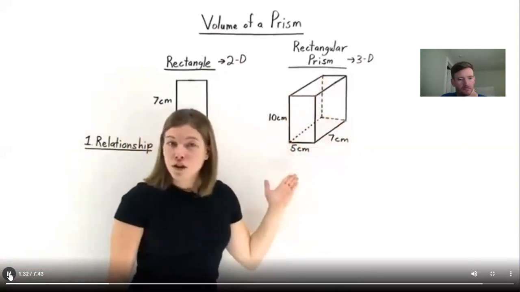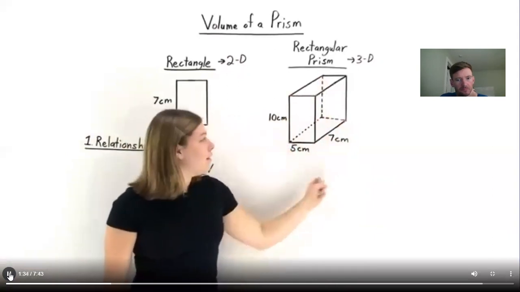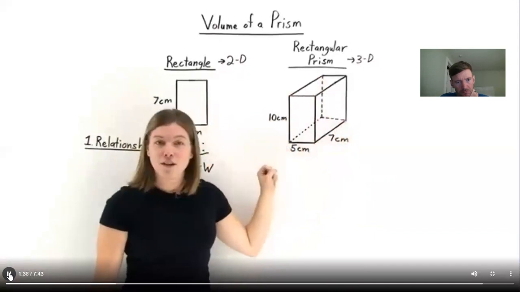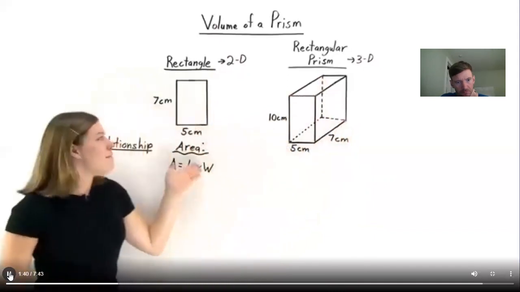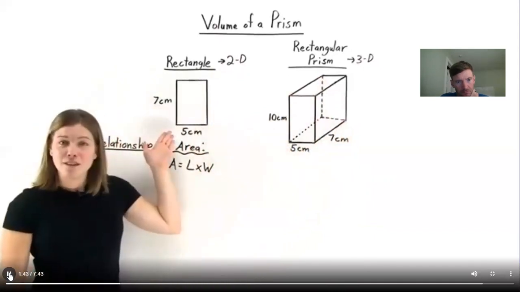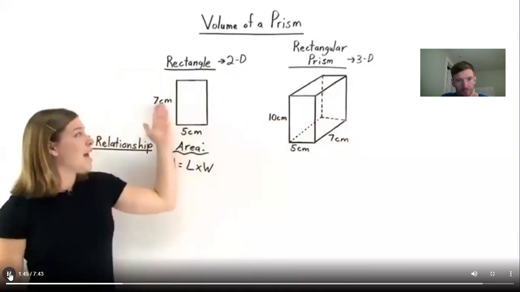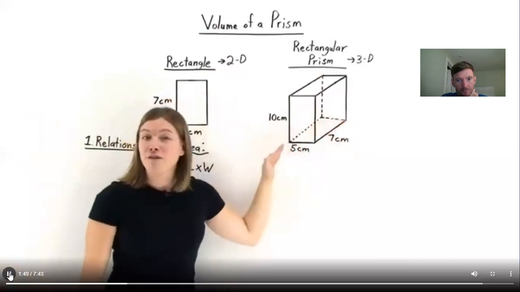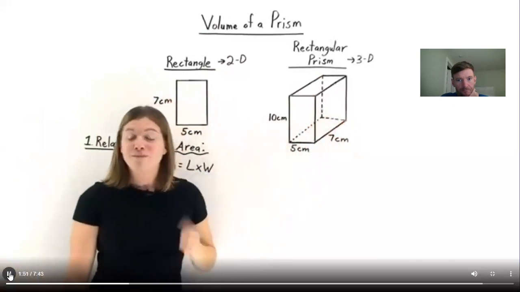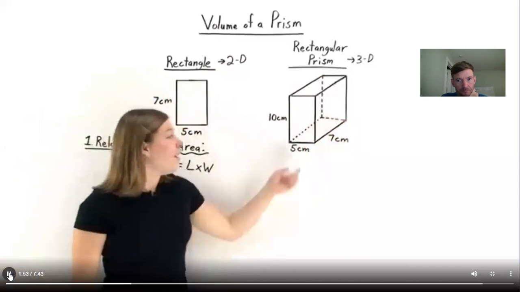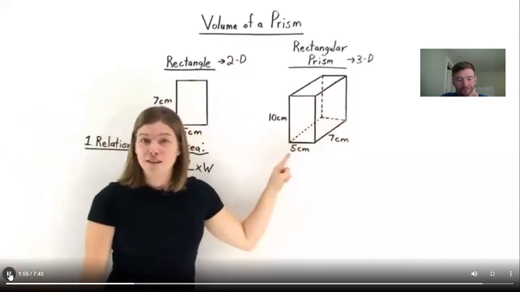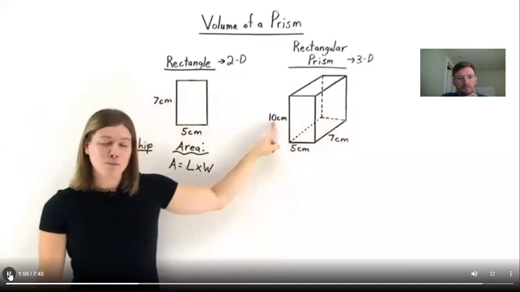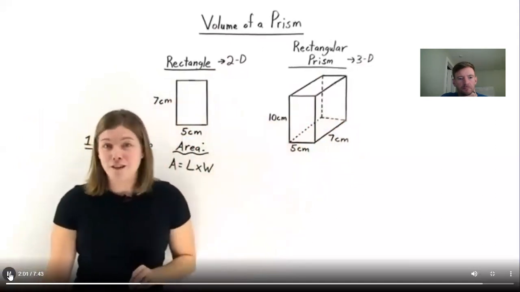Now take a close look at the measurements of this base. This base has a length of 7 centimeters and a width of 5 centimeters. That's the same measurements as this rectangle. So that means we could simply take this rectangle and lay it down in order to be the base of this rectangular prism. Great! So we know how to find the area of this base. But how can we account for the height of the prism? We need to account for that height if we're going to find the volume.